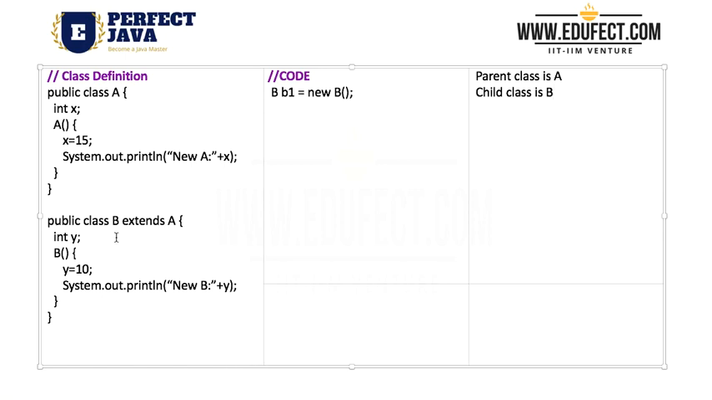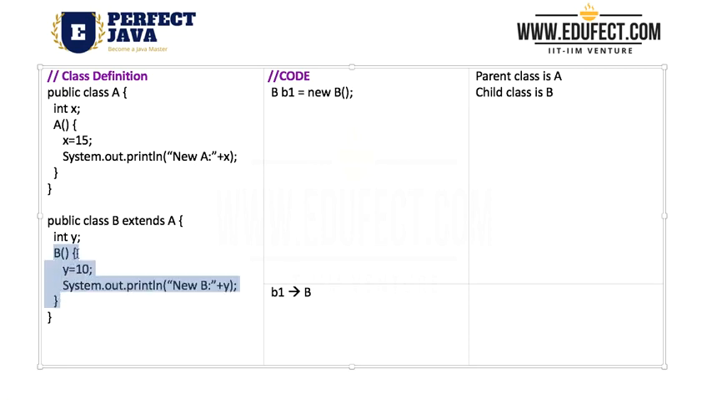Let's look at the class B. So in the class B, we have a field y and then we have a non-parameterized constructor. Let's look at what will happen when we run this code. So we're saying B1 is equal to new B. So we have declared a variable B1 which is of type B. And when we call new B, it means this constructor here will be called.